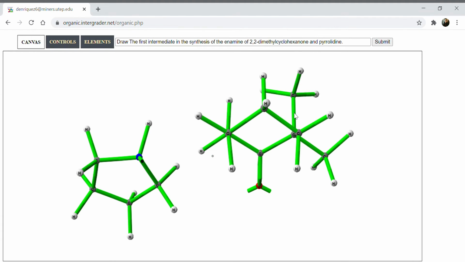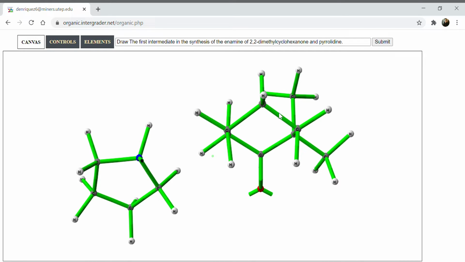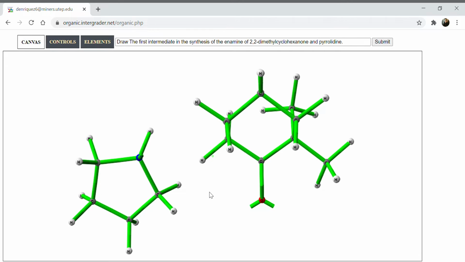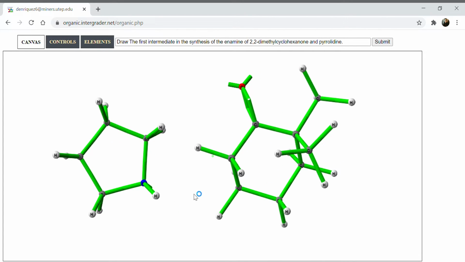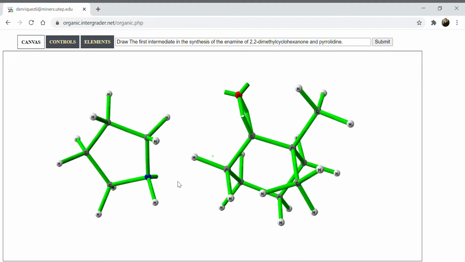The first intermediate. So in the 2 lessons before, we were actually connecting the 2 molecules. We weren't connecting the 2 molecules for the first intermediate, but this one we're actually gonna connect them. So I'm gonna use one of these. Let's see. I'm actually gonna use this pair right here and connect it to this carbon.